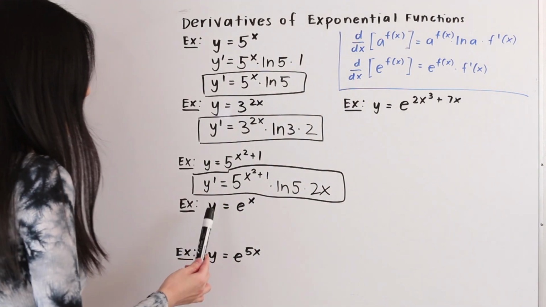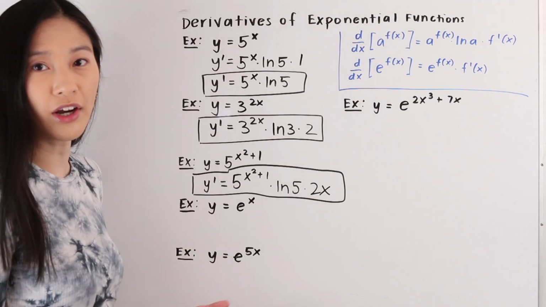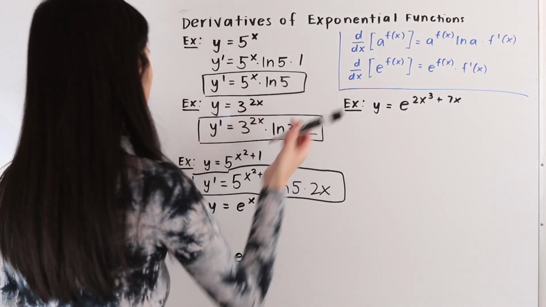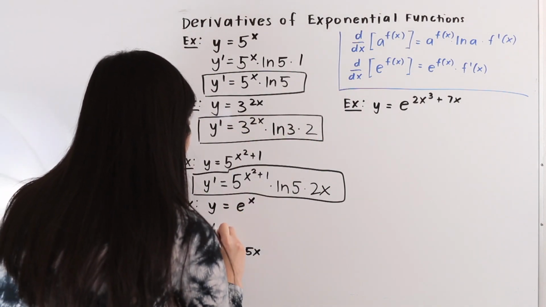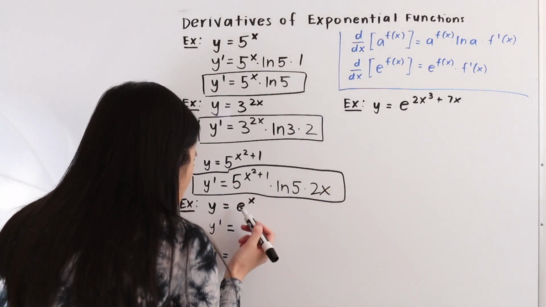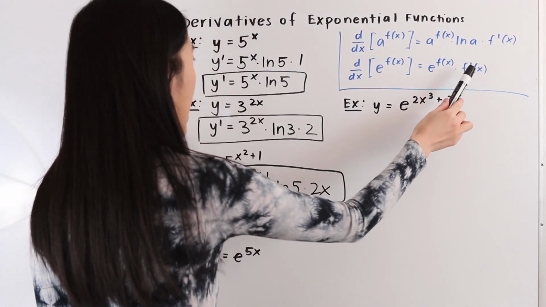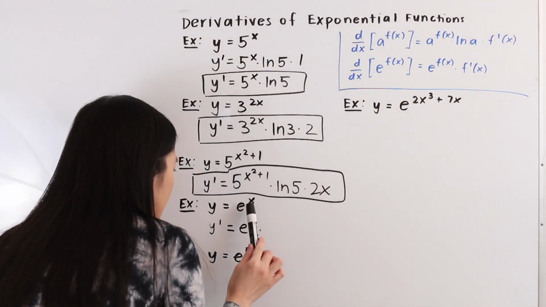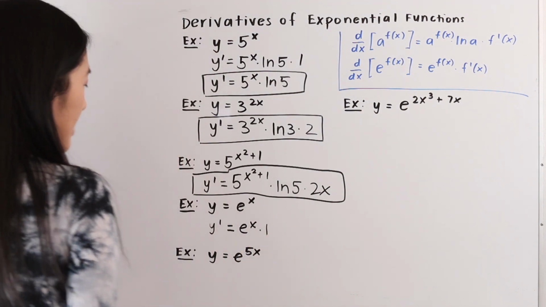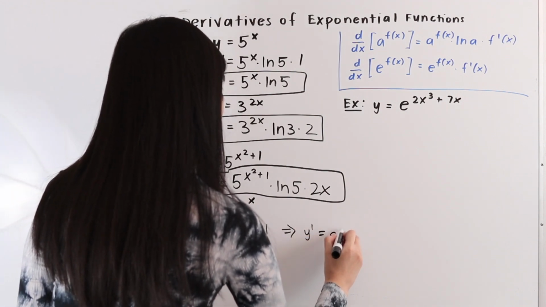And in this next example, we have y is equal to e to the x. Here we have a special case where the exponential function that we are trying to differentiate has a base of e. So we're going to use the second formula here. We have y prime is equal to, and then we rewrite our original function, which is e to the x. And we multiply by the derivative of our exponent. Here our exponent is x, and the derivative of x is just equal to 1. Let's go ahead and simplify this. We can rewrite this as y prime is equal to e to the x.